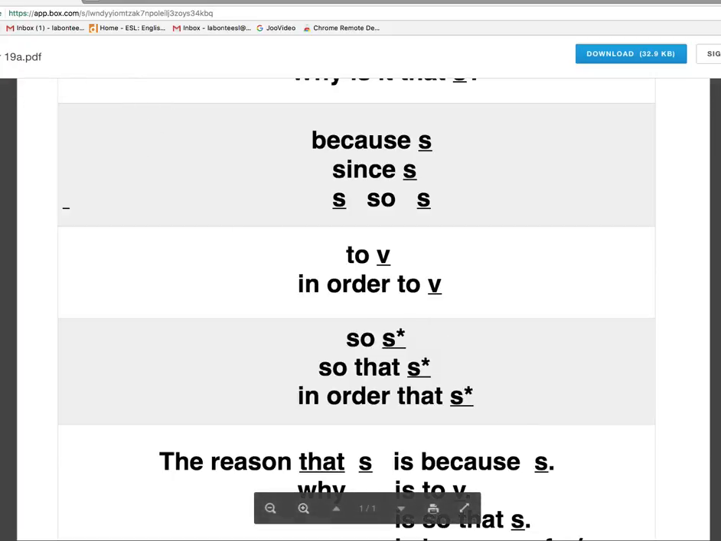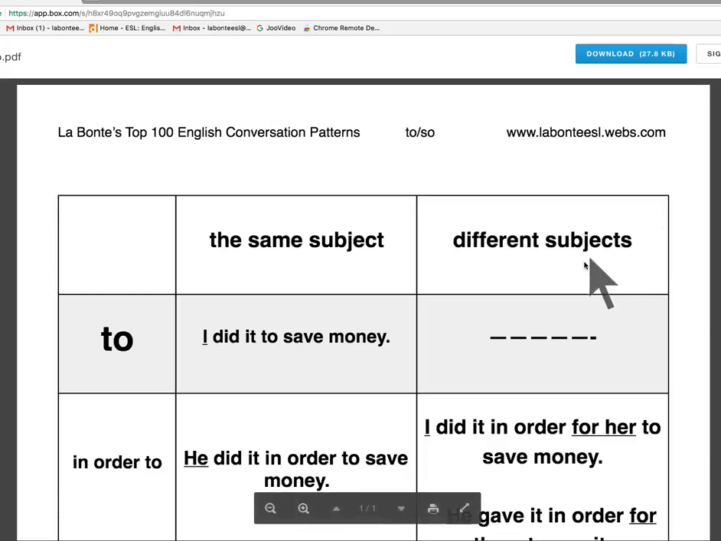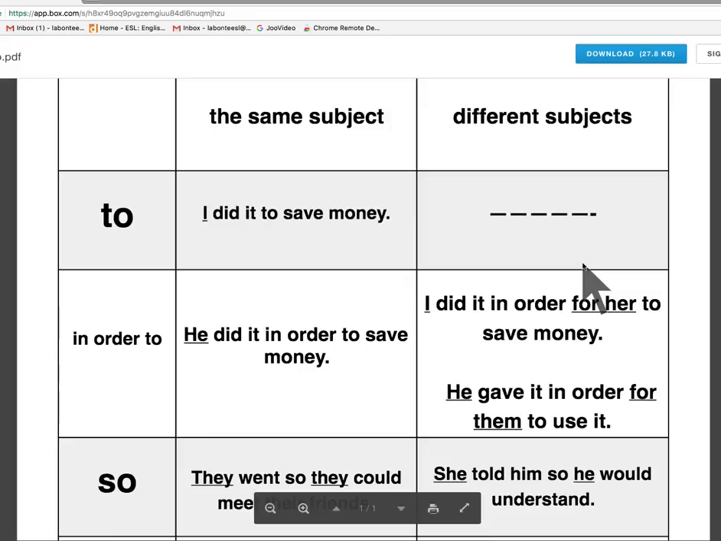And let me go back to a little graphic for you. In the second PDF, I show them how I did it to save money. This refers to the same subject, I and I. I did it to save money. If the subjects are different, it can't be used. In order to, on the other hand, can be used with the same subject.